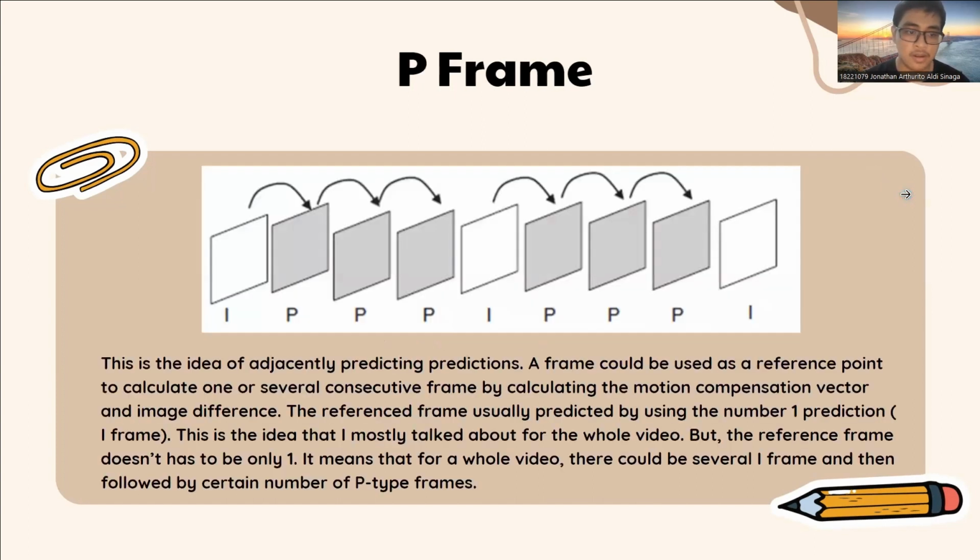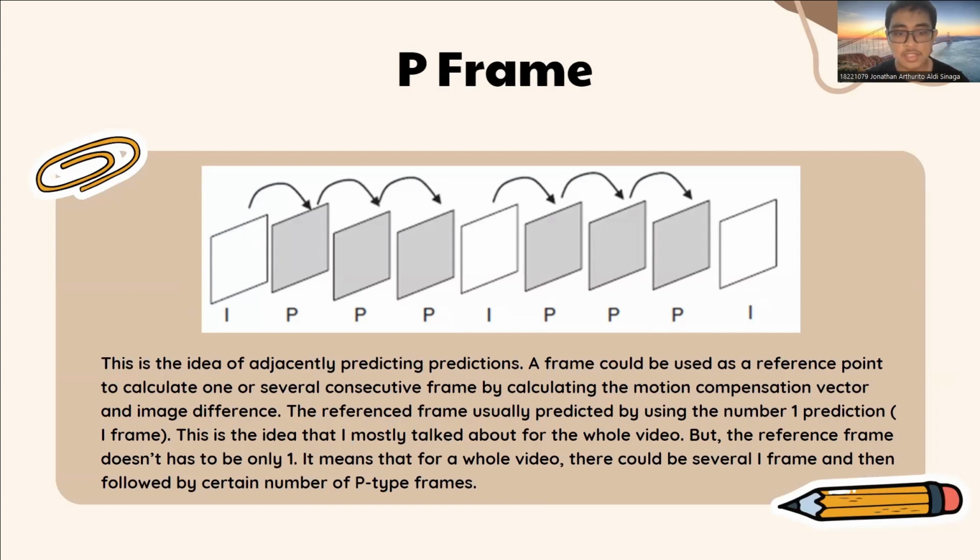And for the P frame, this is the idea of predicting from adjacent frames. A frame could be used as a reference point, like frame I in this photo, to calculate one or several consecutive frames by calculating the motion compensation factor and the image difference. As you can see here, the P frame is referring to the I frame. The reference frame is usually predicted by using the I-frame prediction, just like what I have mentioned before.